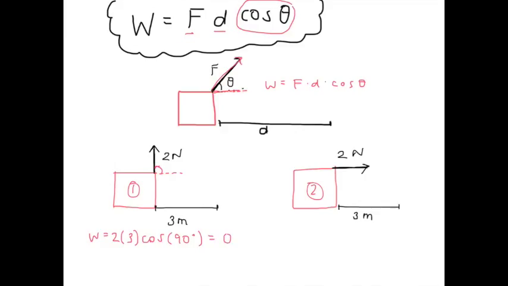In the second situation, where that same force is applied horizontally, we'll write work as 2 times 3 times cosine of 0 degrees. Cosine of 0 degrees, as we know, is 1. So this now becomes 1 times 6, or 6.